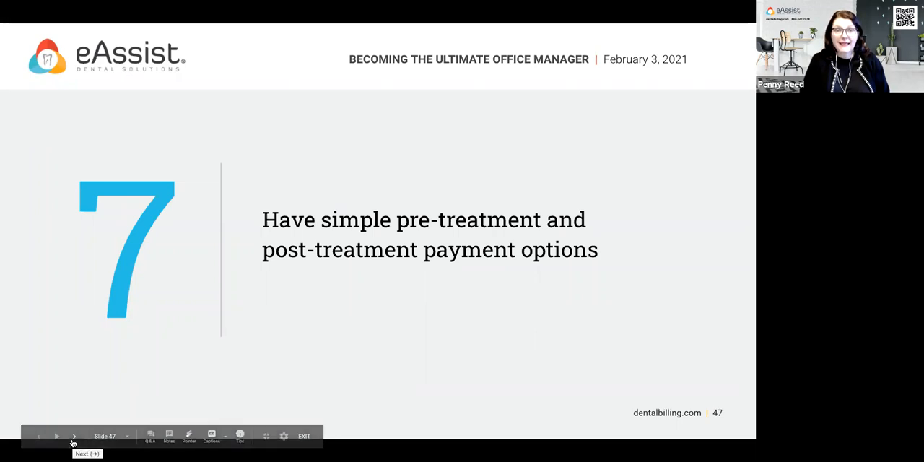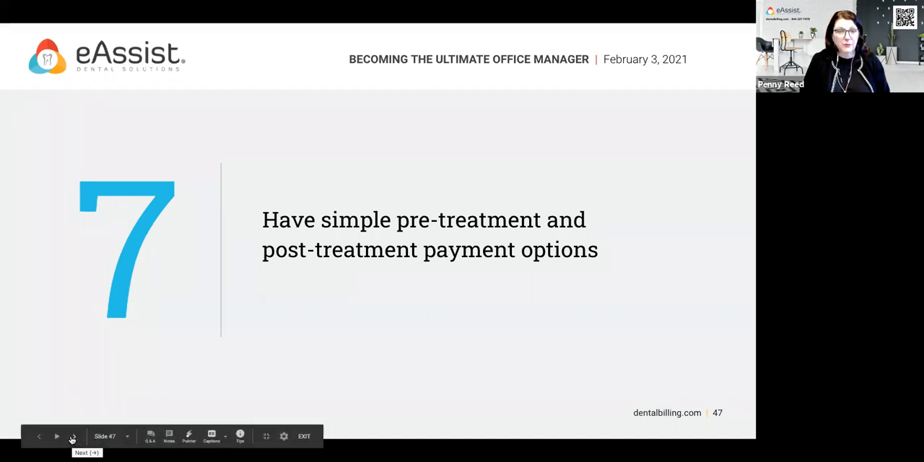If you do not have a link on your website for patients to go to and make a payment, or the ability to send them a text and allow them to make a payment, let's try to think like a patient and make it as simple as possible when patients do want to pay us.